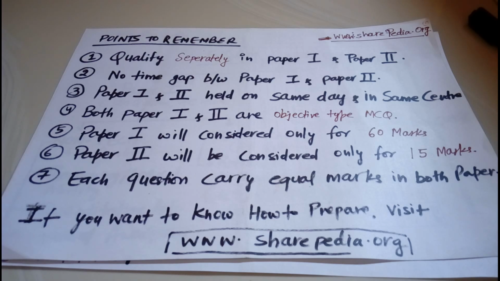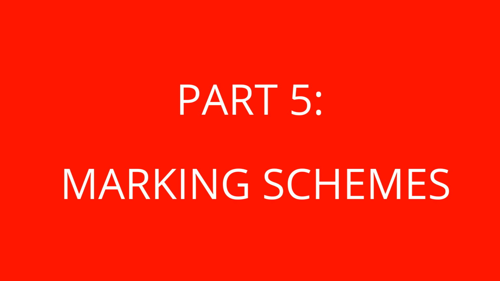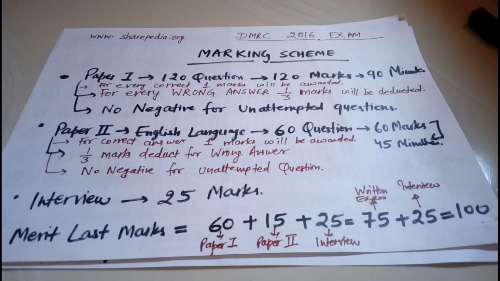Now let's move to the marking scheme. See how the marking scheme of the DMRC exam is. It basically consists of paper 1 and paper 2, which are written papers and objective type MCQ, and the second is the interview. Paper 1 is considered for 60 marks, paper 2 is considered for 15 marks, which totals to 75 marks, and the interview consists of 25 marks.